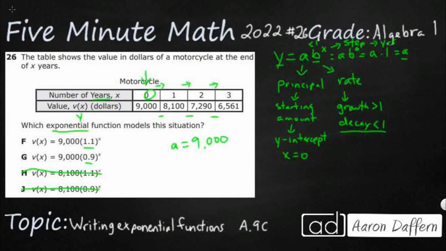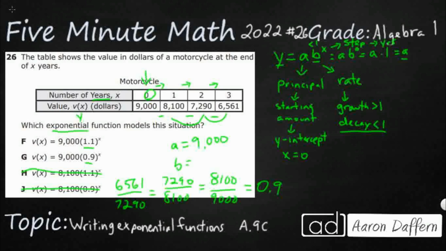Well, there's a few different ways we can do that. Since each of these has a step of 1, what we could do is take each of these v of x values, so 8100, 7290, and then divide it by the previous one. And this works because we have a step of 1. We can take your 7290 and divide it by 8100, or you can take your 8100 and divide it by 9,000. Either way, you are going to get 0.9, exactly what we thought. So our b is going to be 0.9.